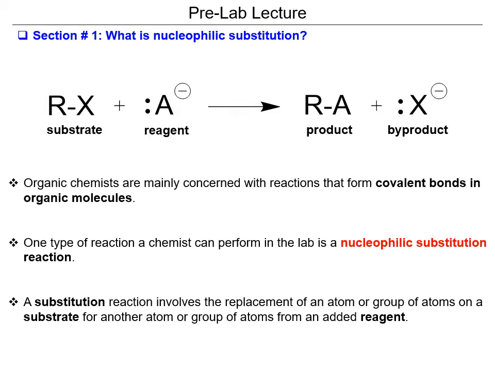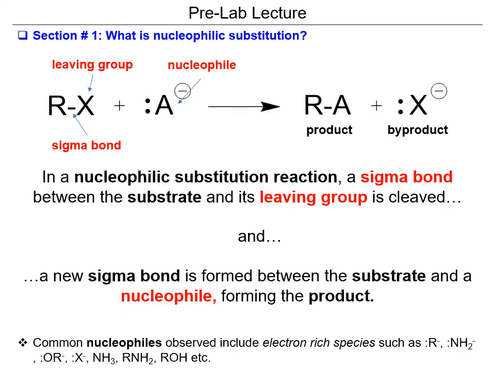Pictured at the top is a typical reaction scheme outlining the substrate and reagents used to form the product along with an undesired byproduct. In a nucleophilic substitution reaction, a sigma bond between the substrate and its leaving group is cleaved, while a new sigma bond is formed between the substrate and a nucleophile, forming the product. Common nucleophiles observed include electron-rich species such as negatively charged carbanions, negatively charged amides, alkoxides, halides, amines, alcohols, etc.